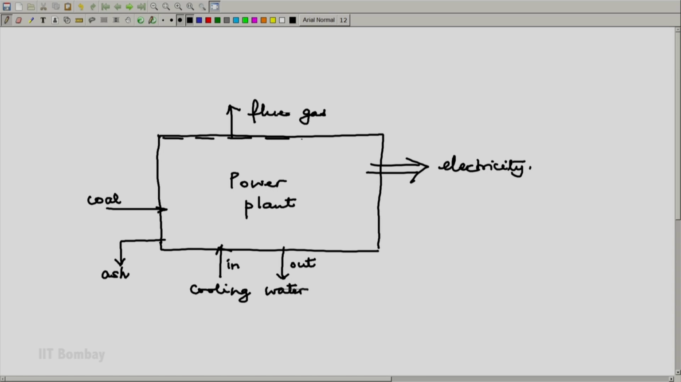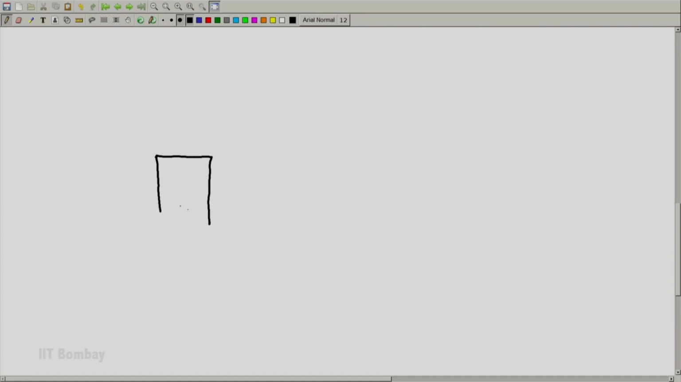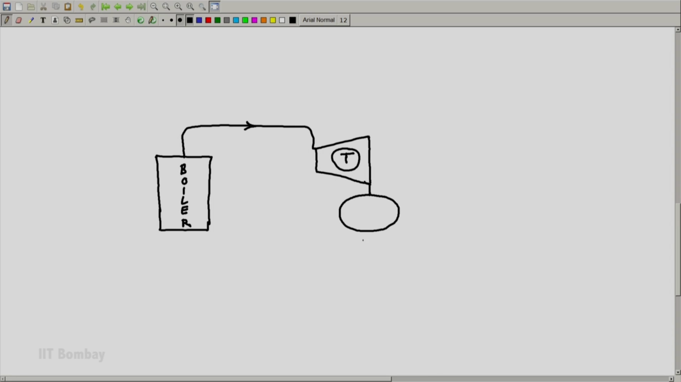This whole thing can be considered to be a power plant, and we can apply our principles of thermodynamics to such a large system. However, it is also possible to consider components of the power plants. For example, the main subsystems in the power plant are the boiler, sometimes called the steam generator. Then steam goes to a turbine. From turbine, low pressure steam goes to a condenser where cooling water comes in.